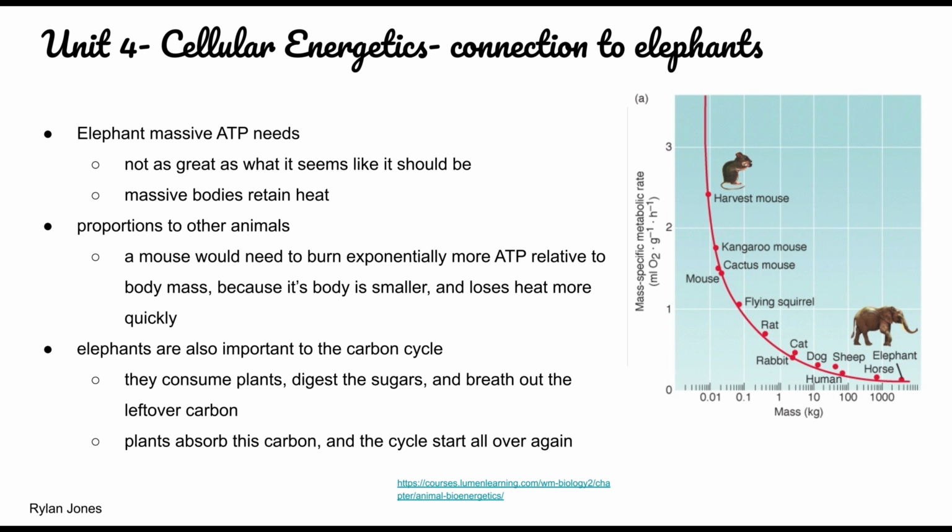And elephants are also very important to the carbon cycle, because they are so massive. Despite the small ATP requirement, they still need to consume quite a bit. So they digest the plants, break down the sugars, and part of what is released when the sugars are broken down is carbon in the form of carbon dioxide. And when the CO2 gas leaves the elephant, it's then absorbed by plants, where the cycle starts all over again.